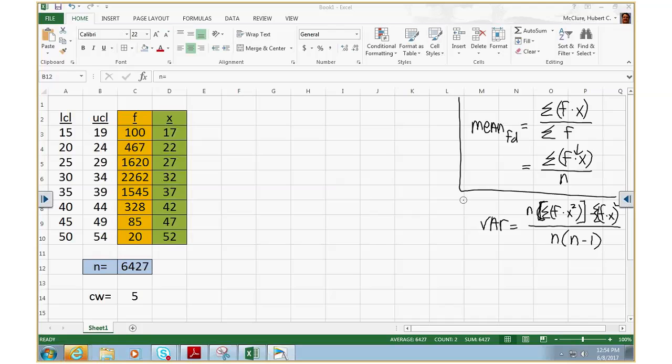And then, of course, the variance is really useless. The only reason we need the variance is so you can take the square root of it. And the standard deviation is the square root of the variance.